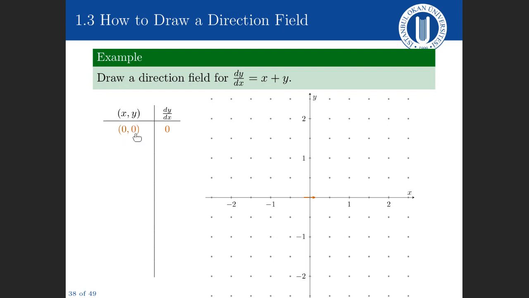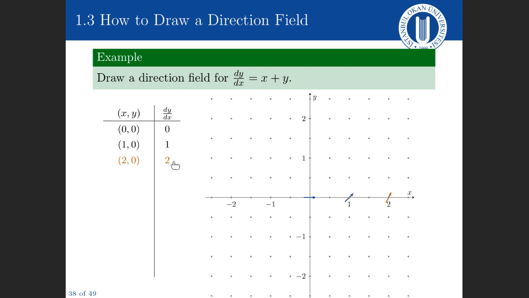First of all, if we say x is 0, y is 0, we'll put these in the equation. 0 plus 0 is 0. dy/dx is equal to 0. So I draw a horizontal arrow at the point (0, 0). I could look at the point (1, 0). x is 1, y is 0. Put these numbers into the equation. dy/dx is 1 plus 0, or 1. 1 means sloping upwards with slope 1.